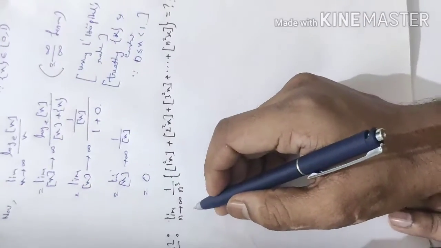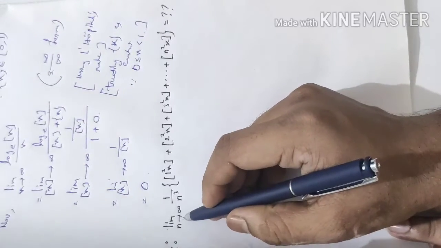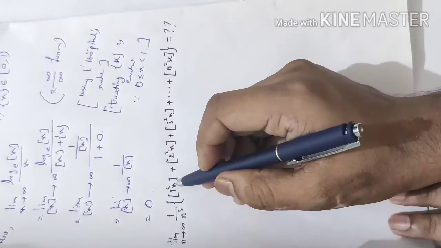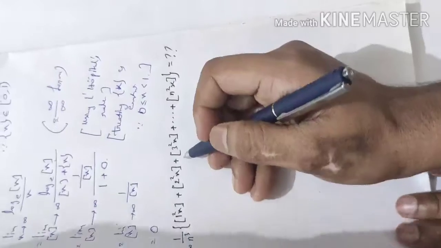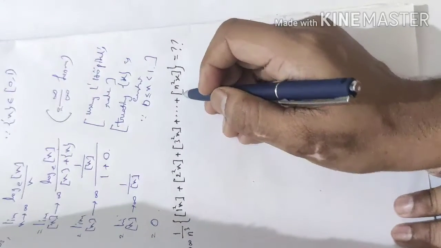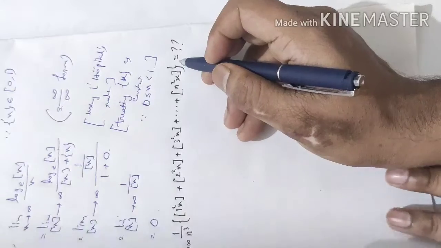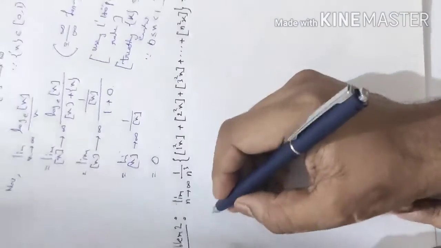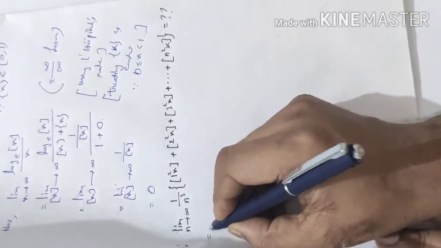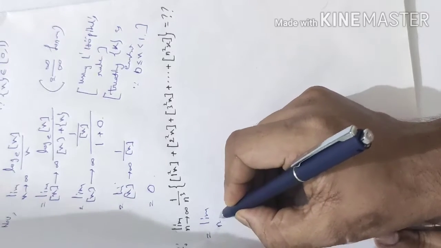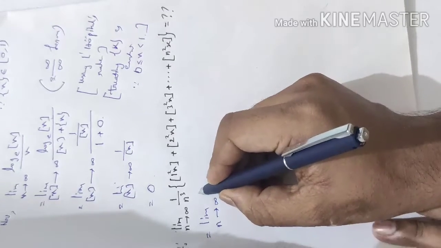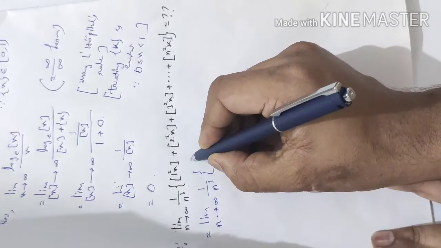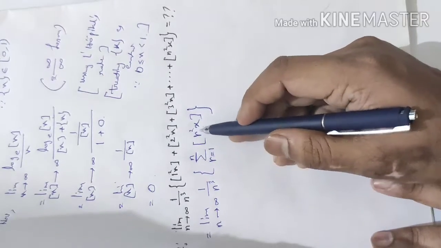Next is problem number 2. Now limit n tending to infinity of 1 by n cube times the bracket box of 1 square x plus box of 2 square x plus box of 3 square x plus and so on plus box of n square x is equal to question mark. We have to find the value of this limit. This is equal to limit n tending to infinity of 1 by n cube summation r is equal to 1 to n box of r square x.